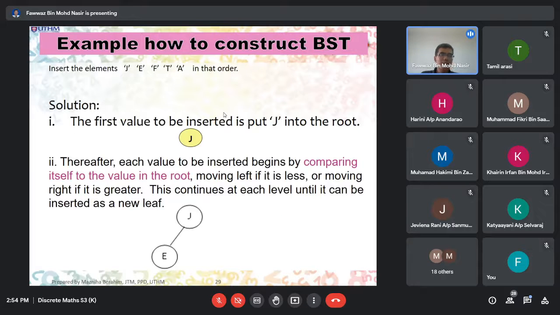So kita ambil J ni, kita jadikan dia the root of kita punya BST, binary search tree kita. Okay. Kemudian kita tengok ambil E pula, kita compare E ni dengan J. Okay. E ni dia datang sebelum J kan. Okay. Ini kita punya alphabetical order, in terms of alphabetical ordering, E ni dia comes before J, right? So since E comes before J, kita jadikan E ni as the left child of J. Okay, so kita letak dia di sebelah kiri.